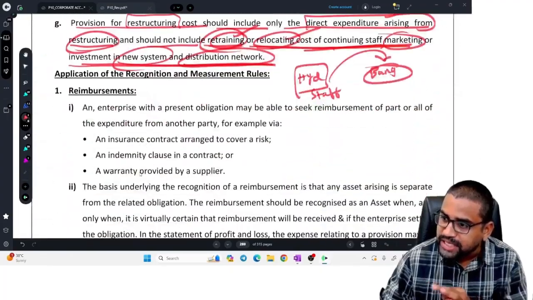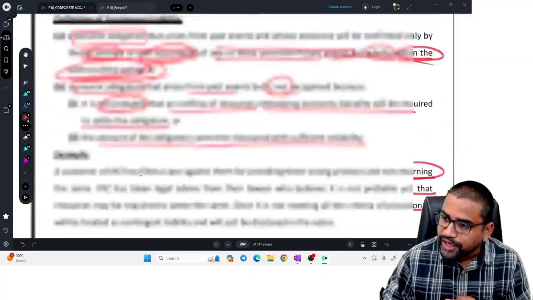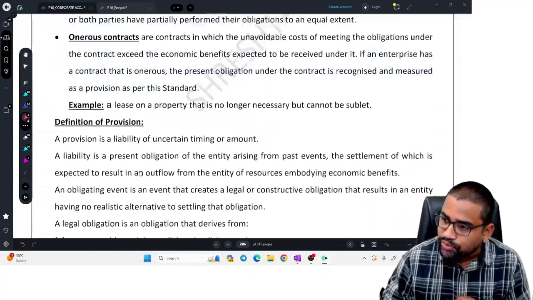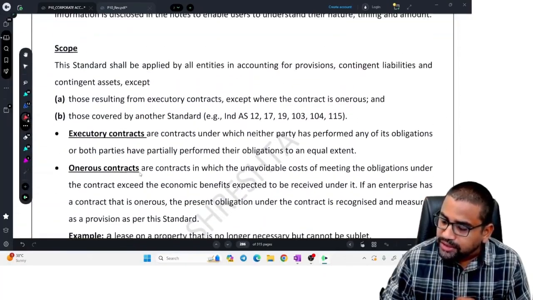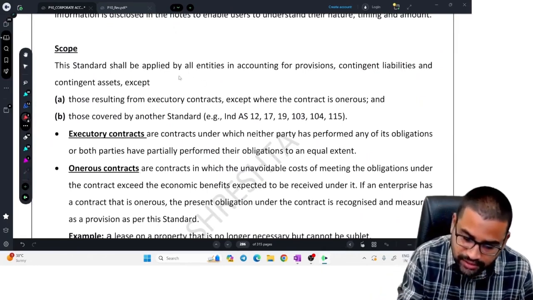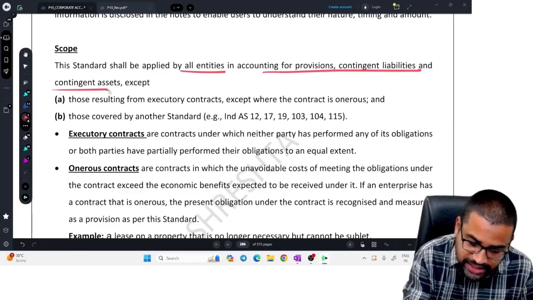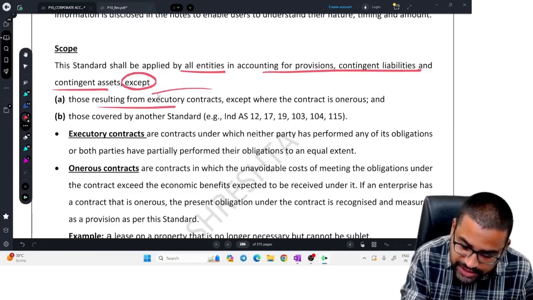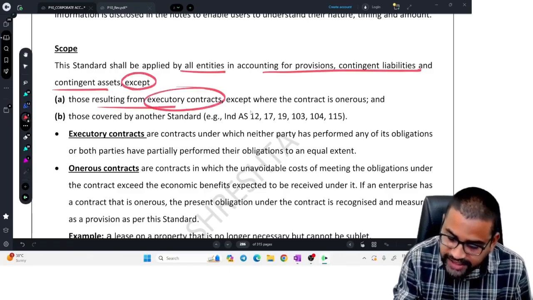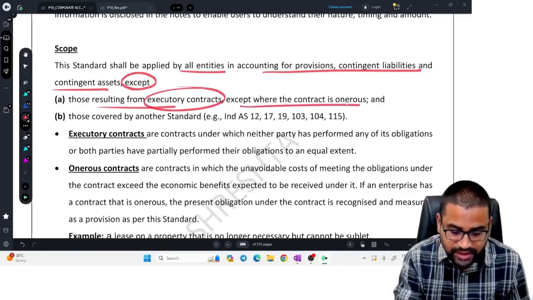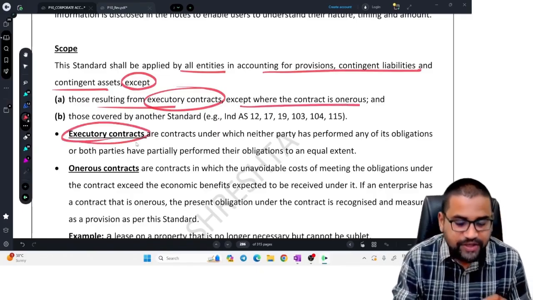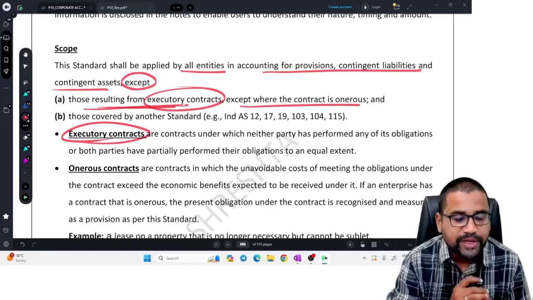And we have some miscellaneous topics here. Before going to miscellaneous topics, see in scope, I told you one point. This standard is applied by all entities in accounting for provisions, contingent liabilities and contingent assets, except those resulting from executory contracts, except where the contract is onerous.